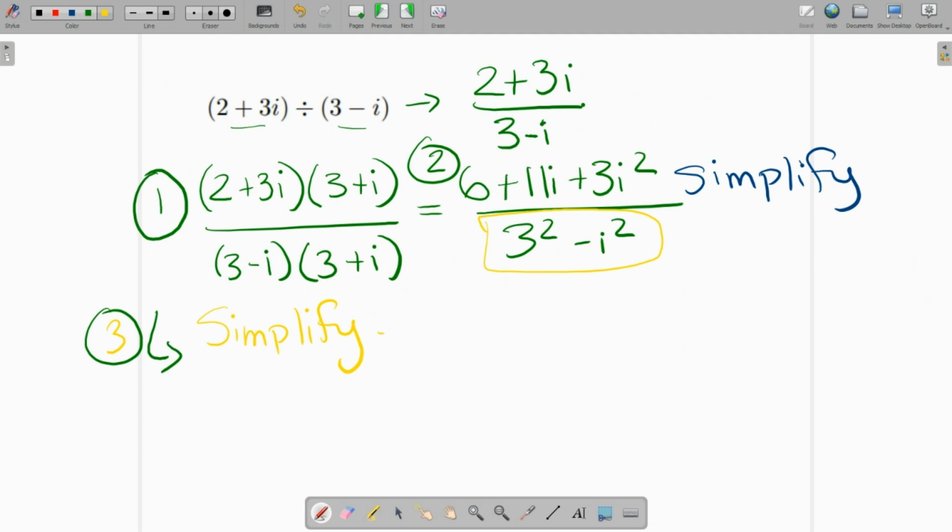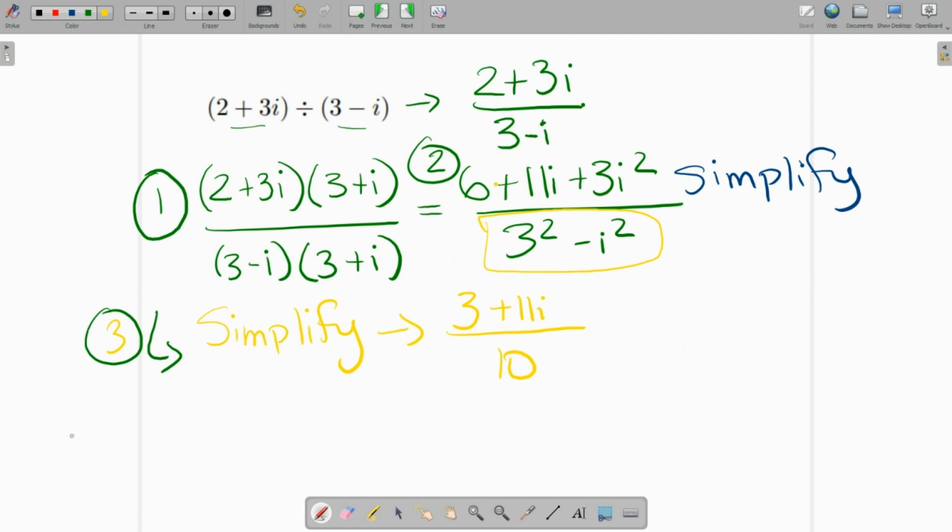So if we were to do the denominator, we would get 9 plus 1, like I explained, and we would get 10. And then if we were to do the same with the numerator, this is 6 plus 11i, and then 3i squared. This would just be -1 times 3, so -3, so 6 minus -3 is 3 plus 11i. And then we have to rewrite it in standard form like always.